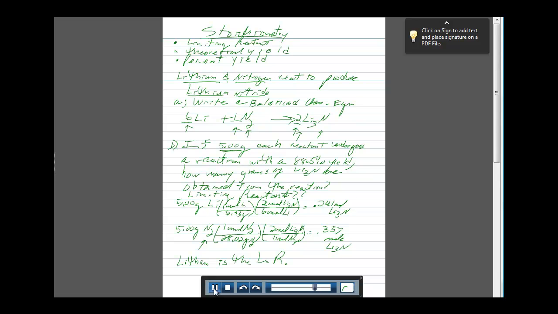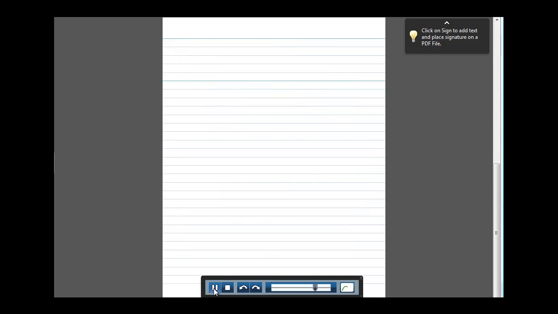So since that's the case, I take the value for the moles of lithium nitride and take that one further step. So 0.241 moles of lithium nitride times its molar mass of 34.80 grams for every 1 mole of lithium nitride produce 8.39 grams of lithium nitride. And that is our theoretical yield.